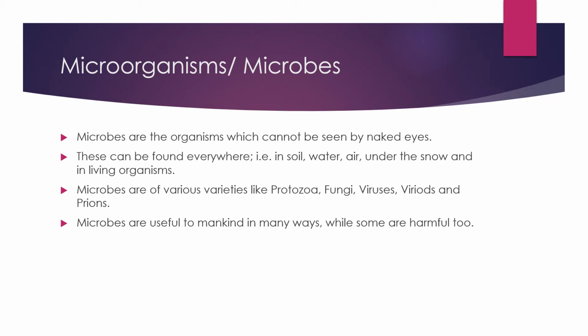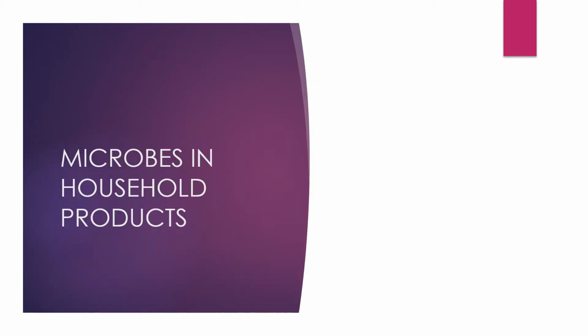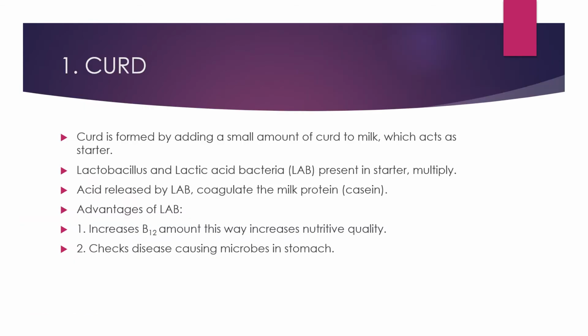Such a category of microbes we will study in this chapter. So begin with the first topic of this chapter: microbes in household products. First product, curd. Curd everyone knows, in every house it is used, and this is considered as good for health. So how do we make curd at home?